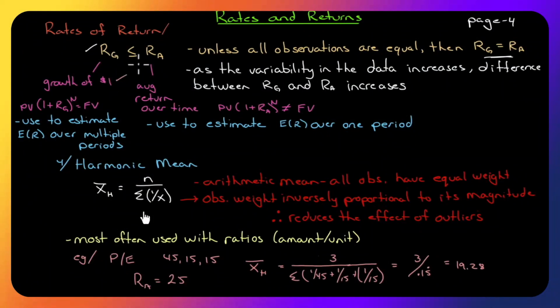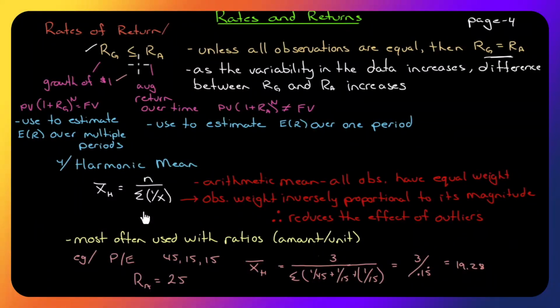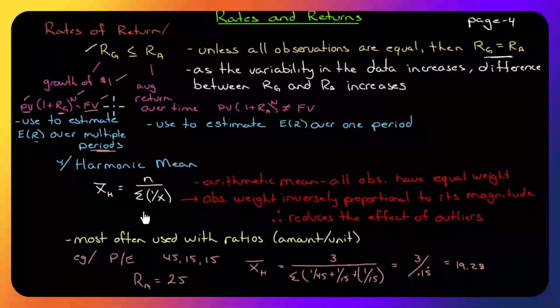Well, when do we use these? If we're trying to describe the growth rate of a dollar in a particular investment, how it's going to grow over the next 5 years or how it's grown over the past 10 years, we would use a geometric mean. It is used to estimate the expected return over multiple periods. And it has this relationship between present value and future value. If we take the present value and we grow it at the geometric mean for whatever number of years, we will equal the future value.